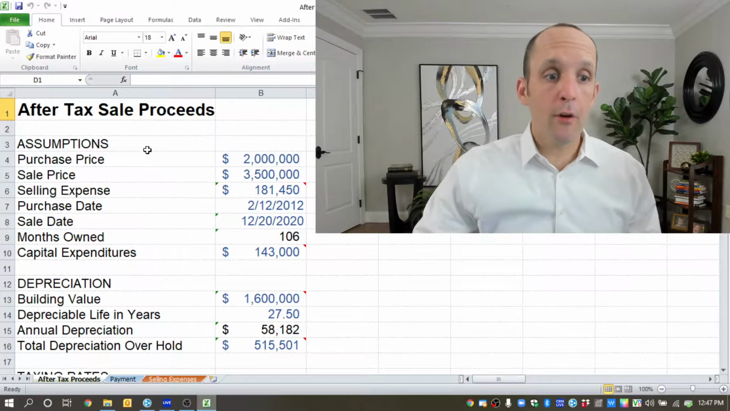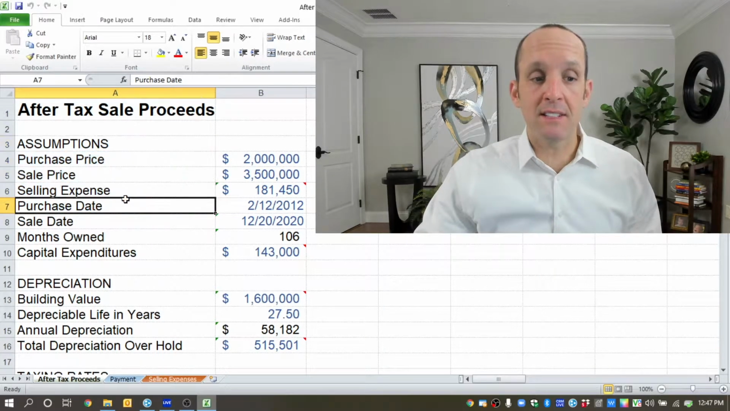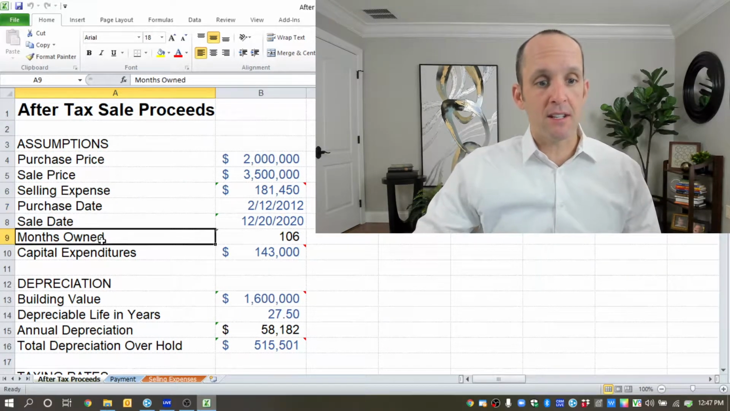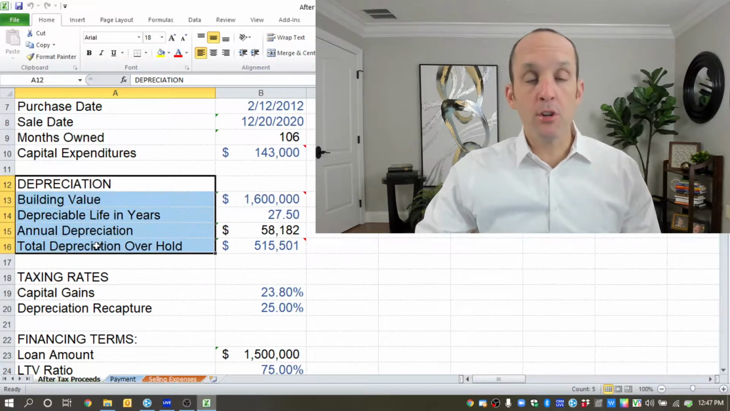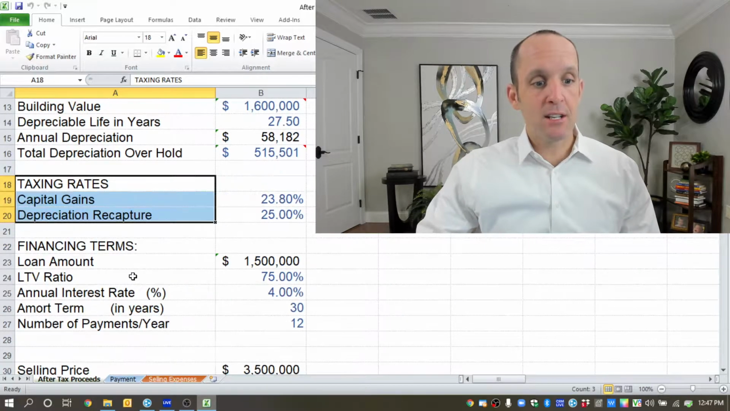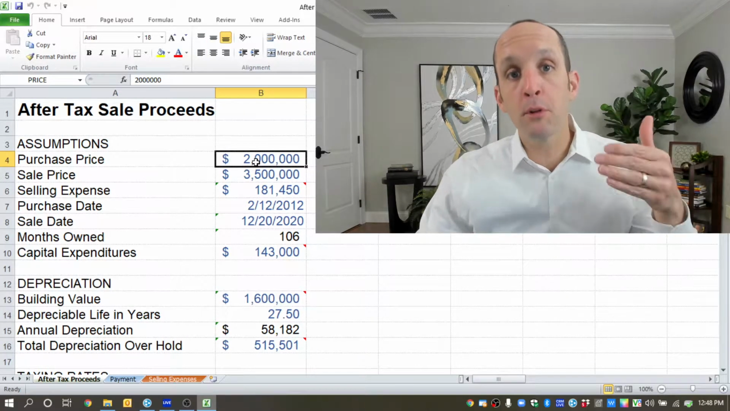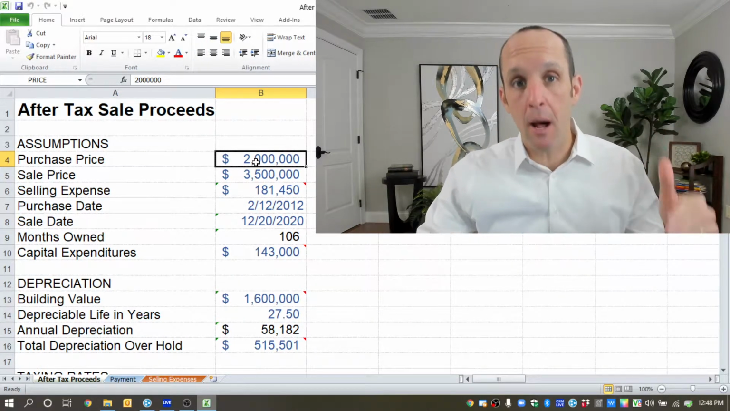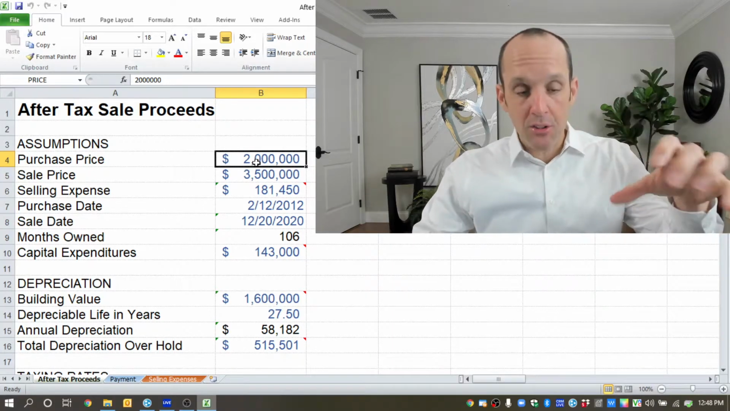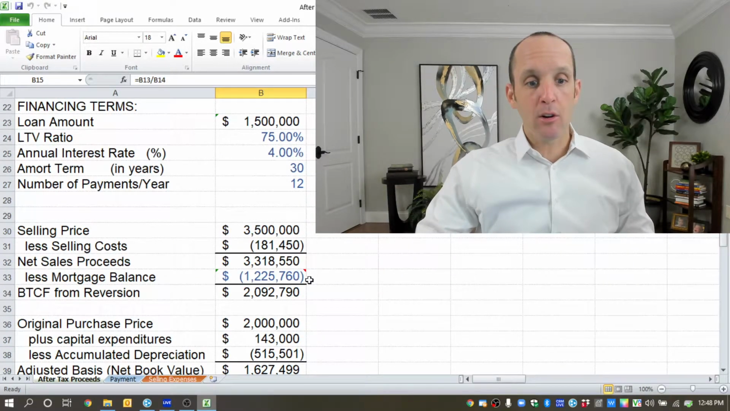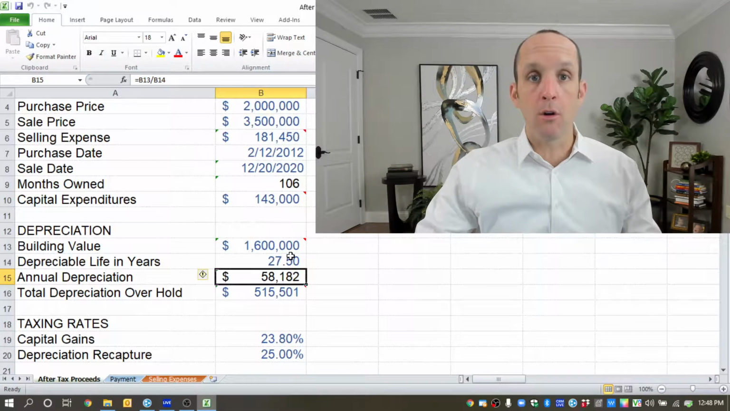So we have all of our assumption terms on the left-hand side, which include purchase price and how long you've owned it. We have a depreciation section, the taxing rates, and the financing terms. Over on the right, all the blue numbers are input numbers, which then spit out anything in black, including all of the main numbers below that we're going to go over.